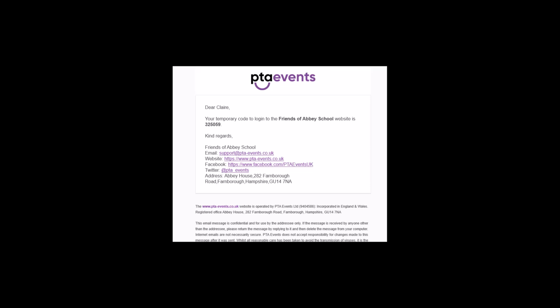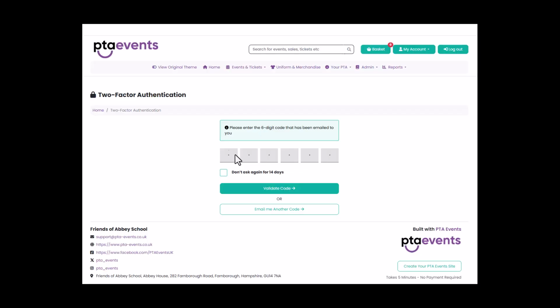The next time you log in, you will be asked to enter the 6-digit security code which you have been sent to your email. Enter the code as displayed and either click on Enter or on the Validate Code button. The checkbox is also displayed which you can check, and you will then not be asked to enter a code for the next 14 days.